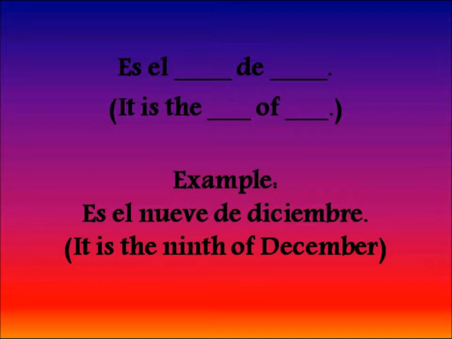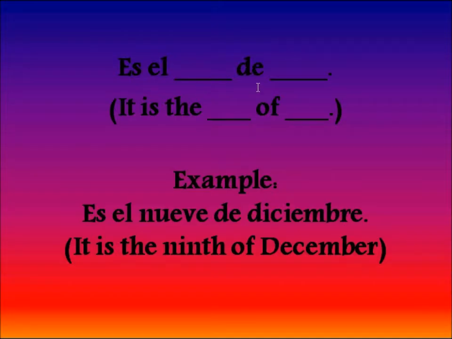Okay, finally, I'm going to teach you how to give dates in Spanish. In Spanish, we don't say it's December 9th, for example, if that's what today's date is. We would say it is the 9th of December. And our formula up here, es el is it's the. When we give a number, we're always going to pretend like that number is masculine and singular. That's why we're using el. So we would say es el 9, if it's the 9th.